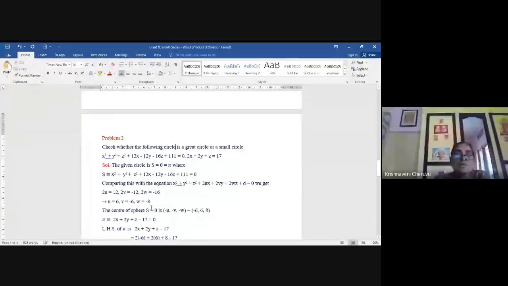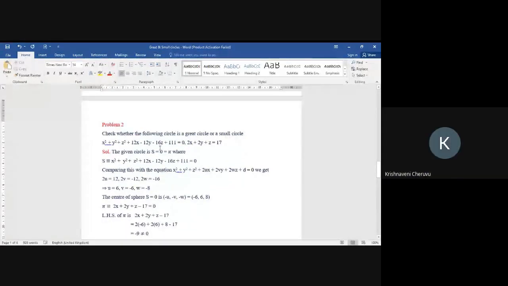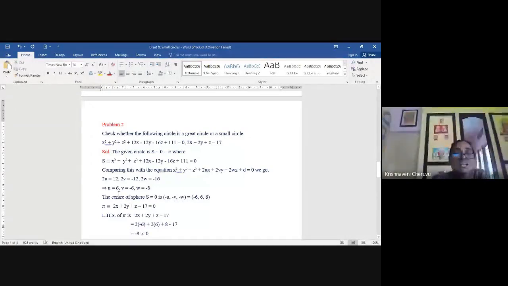So you are able to get now the center of the given sphere, which is (minus u, minus v, minus w). Minus u means here minus 6. Minus v means here v is minus 6, so minus v is 6. Minus w means here w is minus 8, so minus w is 8. Please be very careful in writing the center. You will be getting u, v, w, but we need minus u, minus v, minus w. So minus of these values only will be here.